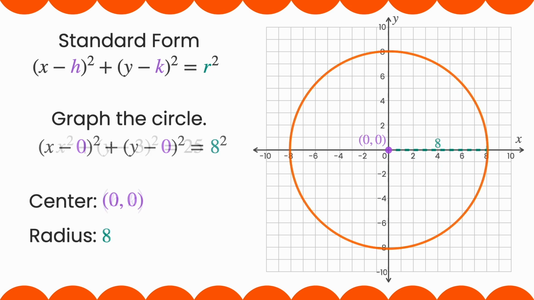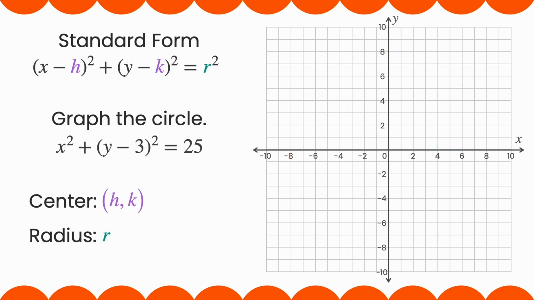Let's try another one. How can we graph x² + (y - 3)² = 25? We'll still start by finding the center, and then we'll find the radius. When we look for the values subtracted from x and y, we see that there is nothing subtracted from x, and 3 is subtracted from y. So our center is (0, 3). Let's plot it on our graph.